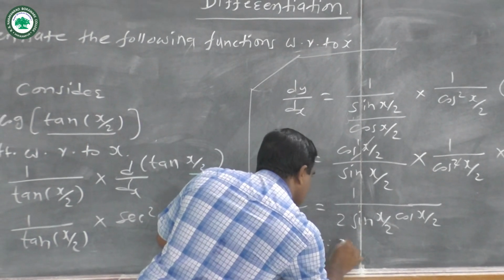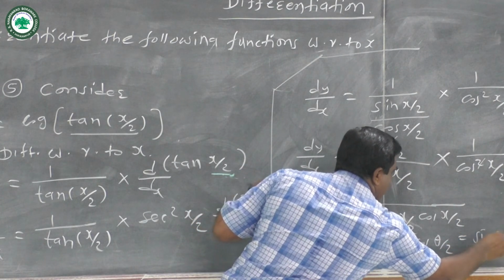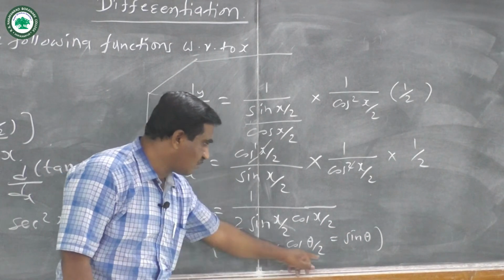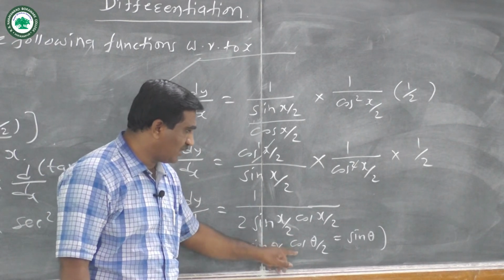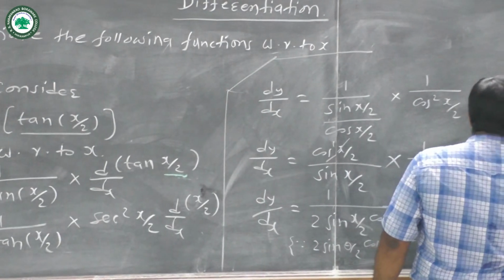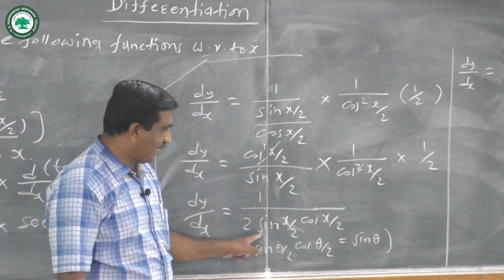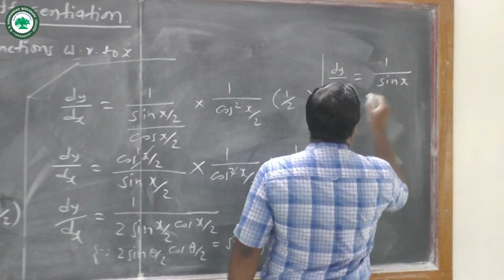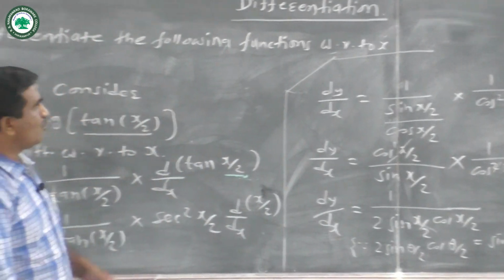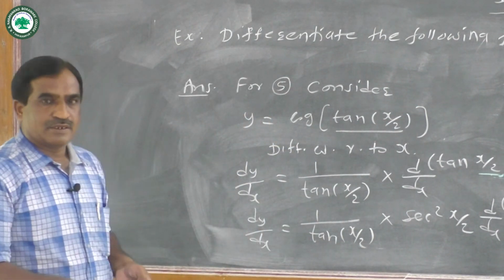We know that formula: 2 into sin theta by 2 into cos theta by 2 is equal to sin theta, or 2 sin theta into cos theta is equal to sin 2 theta. Now here we use this formula, 2 into sin theta by 2 into cos theta by 2 equal to sin theta. Therefore dy by dx is equal to 1 upon 2 into sin x by 2 into cos x by 2, which equals 1 upon sin x. And again we know that 1 upon sin means cosec x. That is, the derivative of the function y equal to log of tan of x by 2 is equal to cosec x.